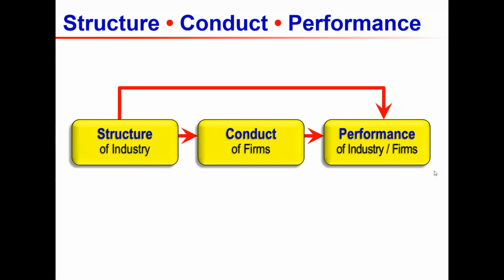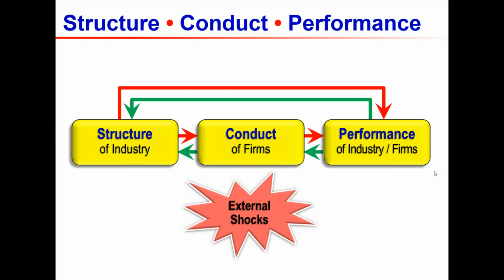But we also saw, of course, that there's the reverse feedback mechanism, right? Performance will impact conduct, will impact structure, right? Or firm performance might affect the overall structure of the industry. So again, this relationship among structure, conduct, performance. And you may remember we talked about this idea. We didn't talk about it much in the course since then. We said, look, but there also are these external shocks, right? Things from the outside of the structure of industry, the conduct of firms, or the performance that can impact any one of these 3 elements, right?